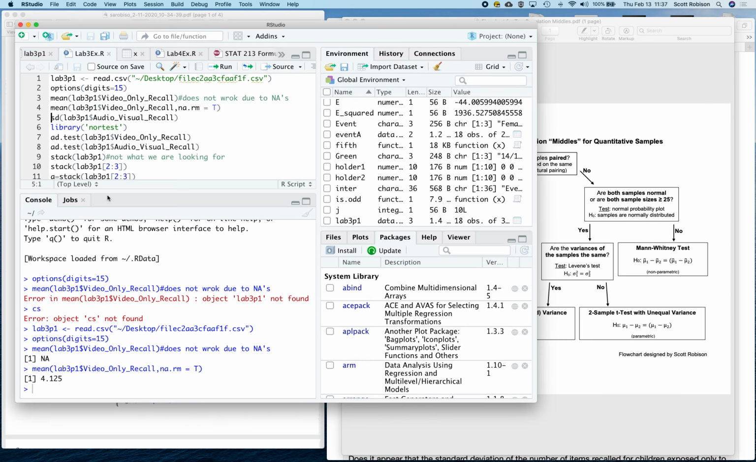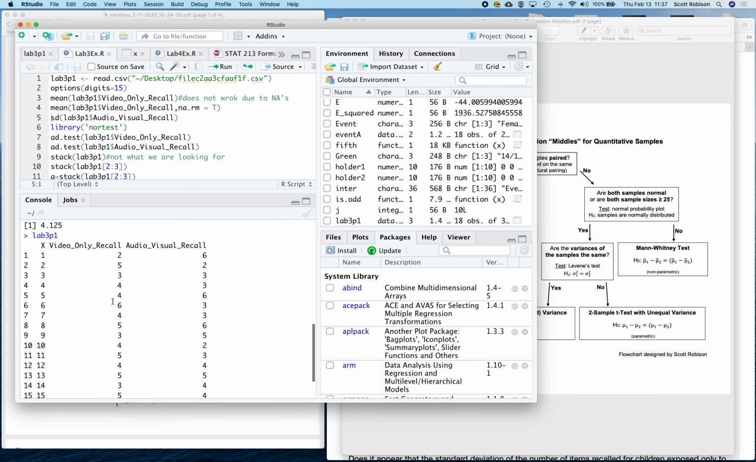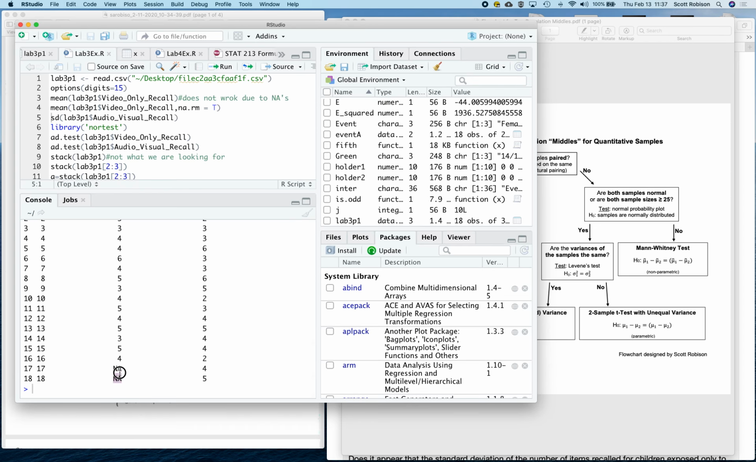When we have a look at what the data looks like here, let me just see it again. Here, the data could not possibly be paired because there's a different amount of samples in the one column than in the other.